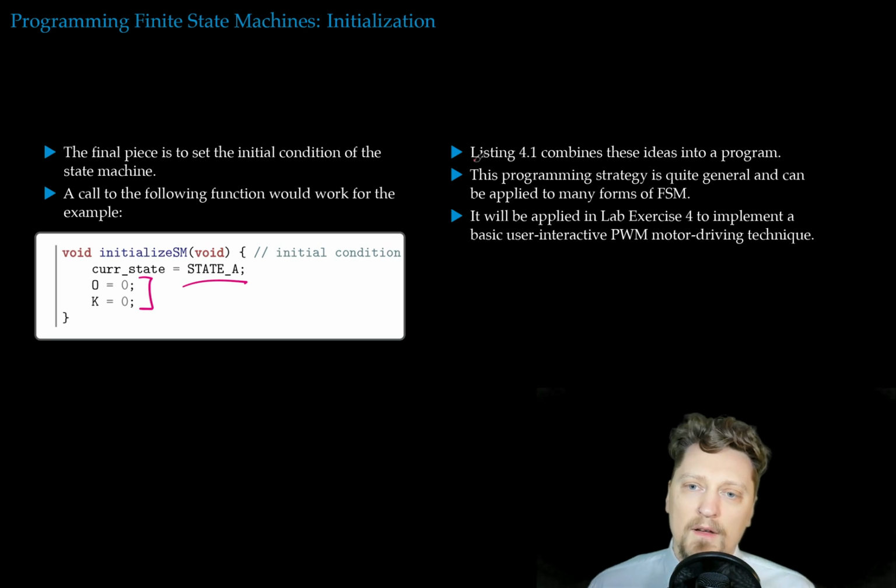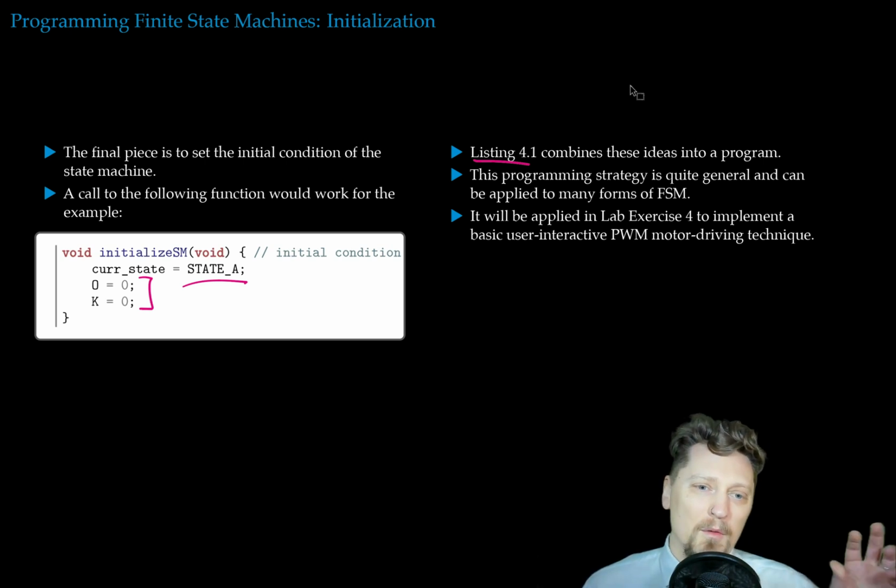In the book, listing 4.1 combines these ideas into a single C program. It's a little long to show on a slide, but it's listing 4.1 in the book. This programming strategy is quite general and can be applied to many forms of finite state machine. It will be applied in lab exercise 4 to implement a basic user interactive PWM motor driving technique. So we'll have a finite number of states we will be cycling through, and we'll write state functions for each state.